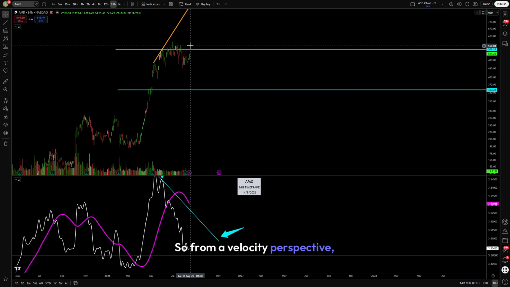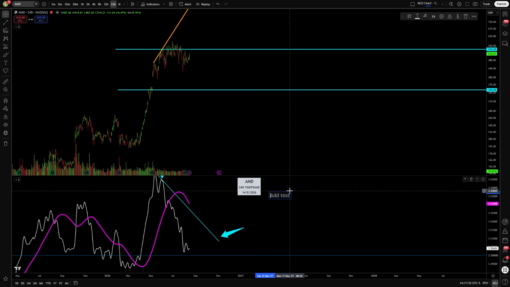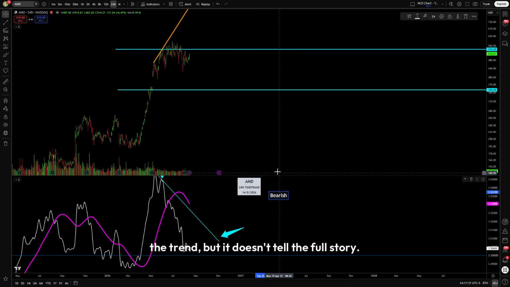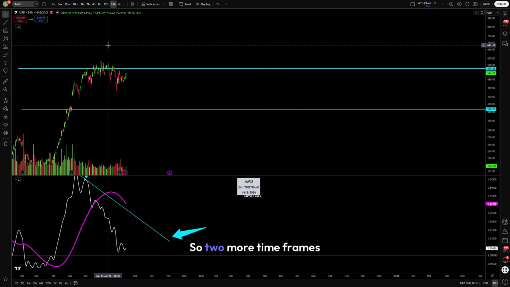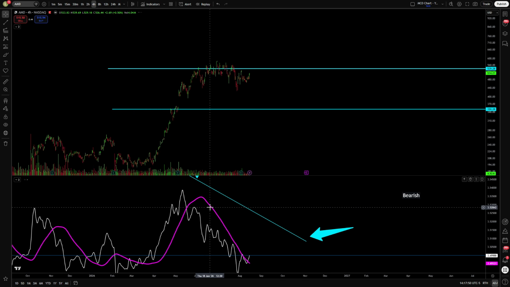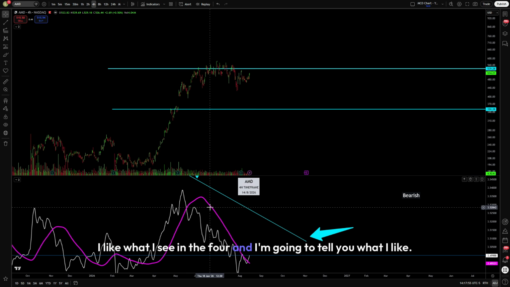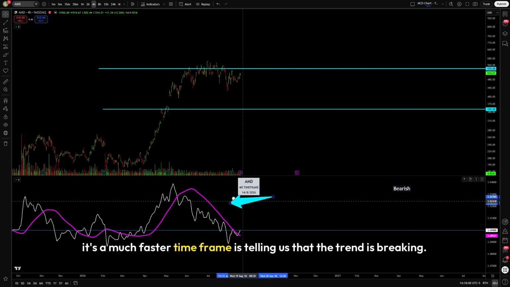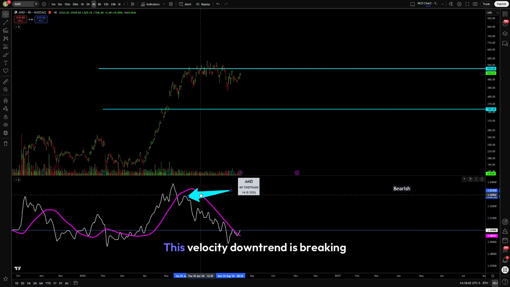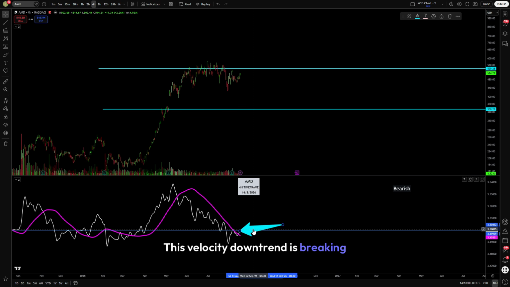So from a velocity perspective, from a 24-hour point of view, the trend is still bearish, but it doesn't tell the full story. There are 2 more time frames we're going to look at before we come to a conclusion as to where AMD is going. We're going to look at the 4-hour time frame. The 4-hour is actually looking quite good. I like what I see, and I'm going to tell you what I like. The 4-hour, a much faster time frame, is telling us that the trend is breaking. This velocity downtrend is breaking, and it's preparing to make a larger move.